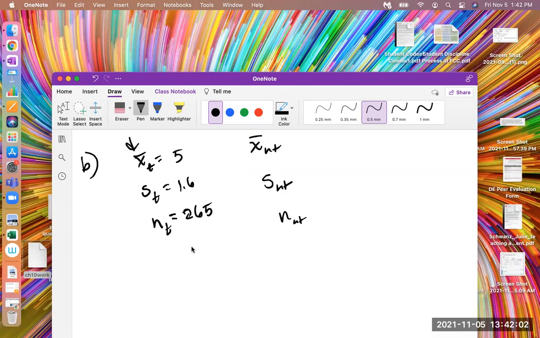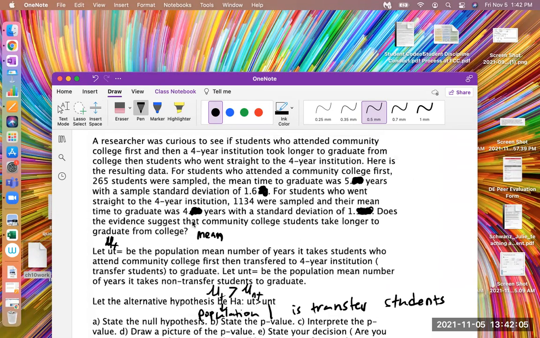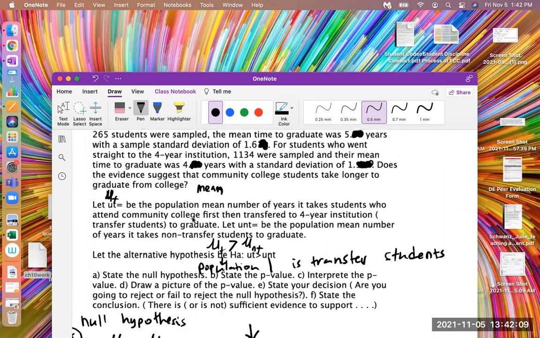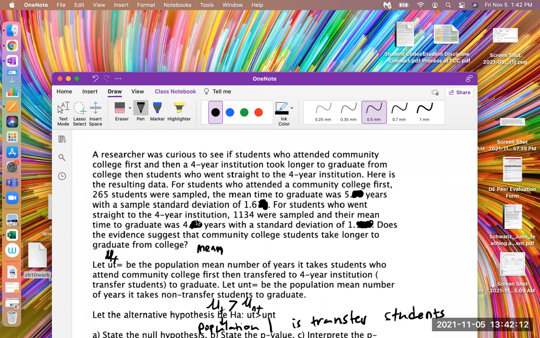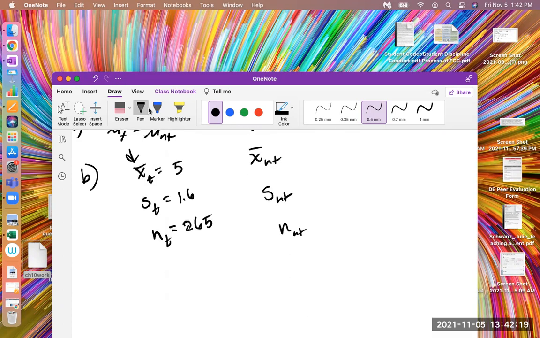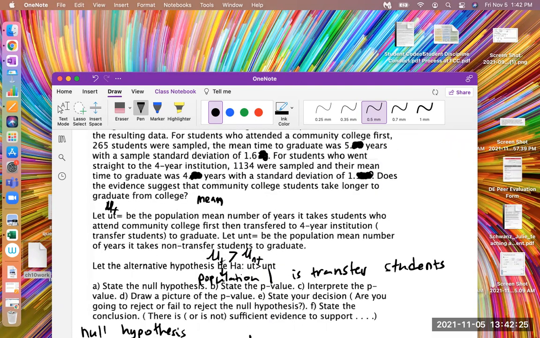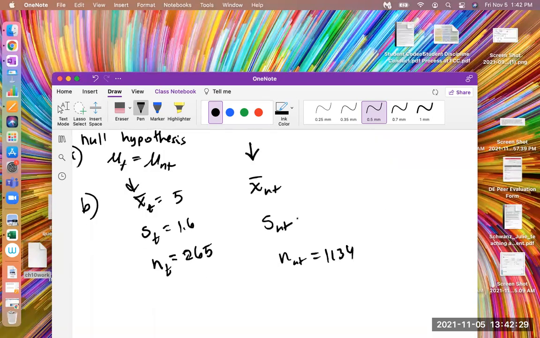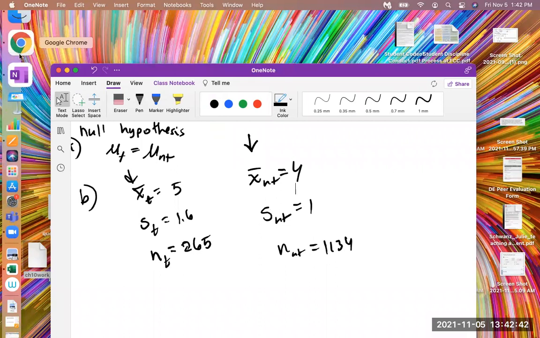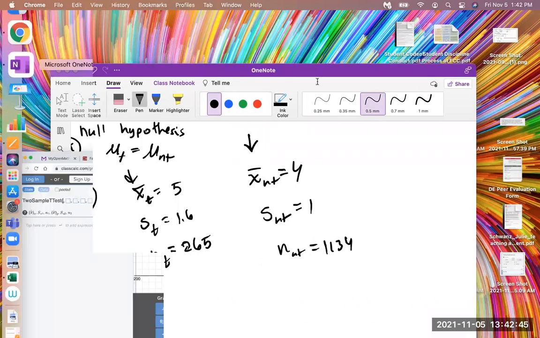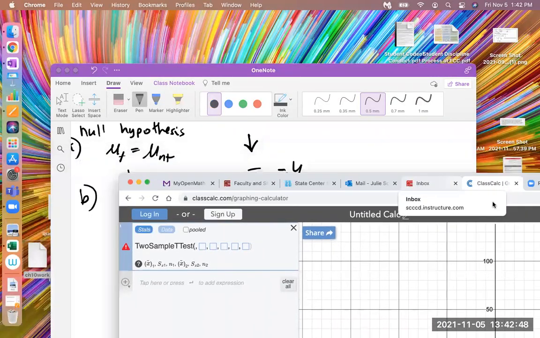Okay, now next, x bar nt. That's the non-transfer students, the ones who went straight to the 4-year. The sample size was 1134. So let me write that in. And then the sample standard deviation was 1, and the sample mean was 4. Okay, so now I have all of this information. Now all I have to do is input it into the calculator and do this classic calc test.